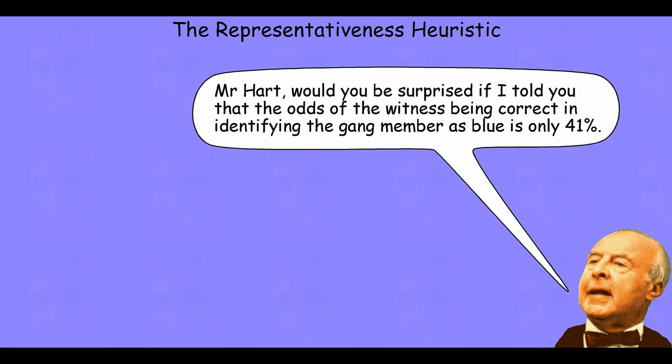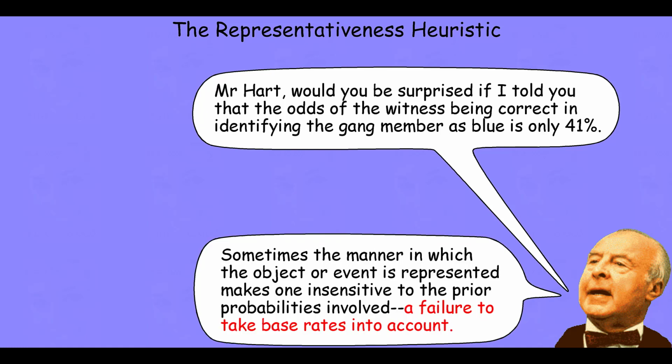And so when you calculate this using Bayes' theorem, taking that base rate into account, it turns out to be only 41% likely that the witness was correct in their identification. So sometimes the manner in which an object or event gets represented makes us insensitive to the prior probabilities involved, which is often called a failure to take base rates into account.